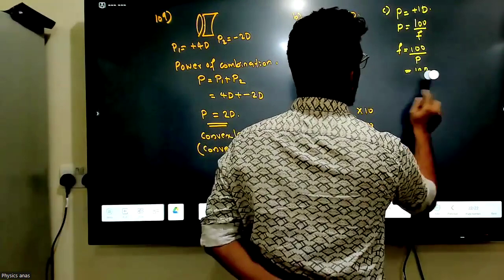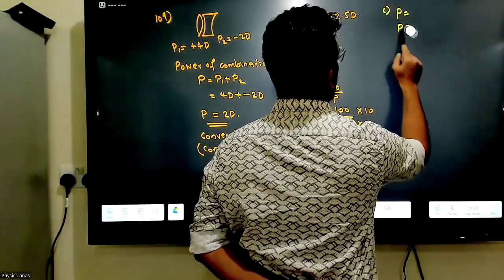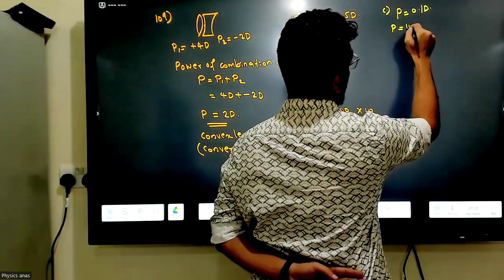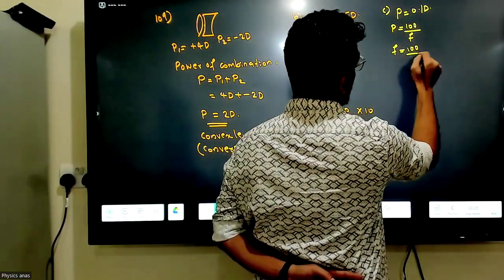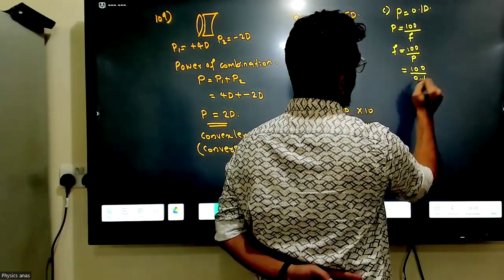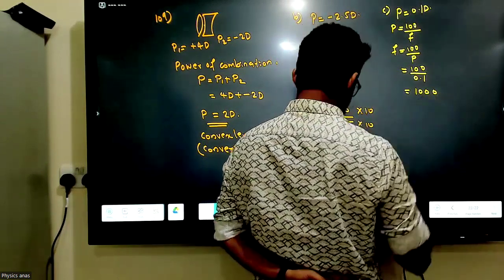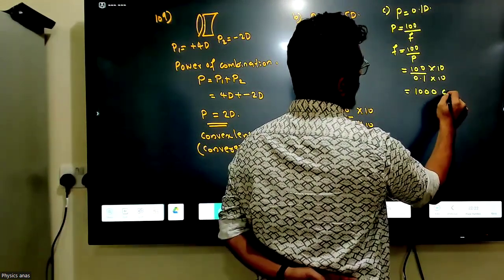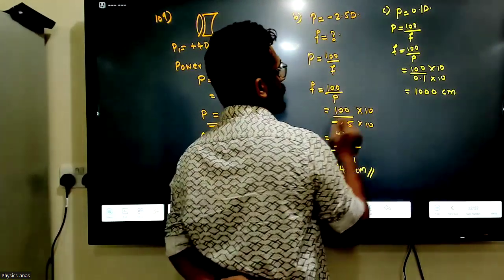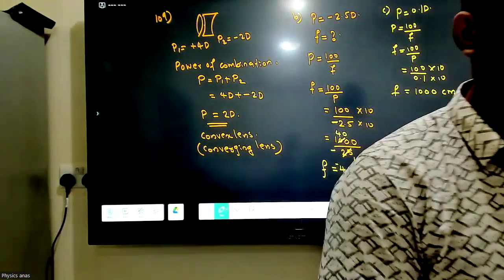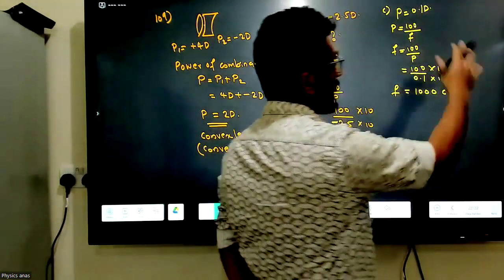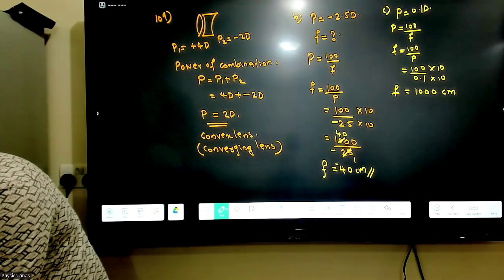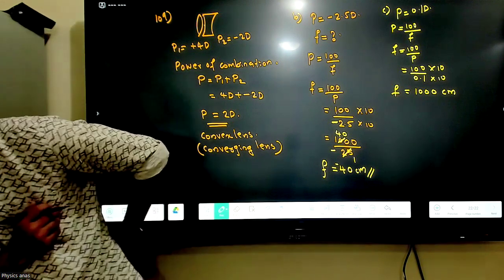Then our calculation will be different. If power is given as 0.1 diopter, then the equation is P is equal to 100 divided by F, so F is 100 divided by P. 100 divided by P is 0.1. You have to multiply that with 10 on top and 10 on bottom. Then that will be 1000 centimeter. With everything in centimeter, the focal length will be 1000 centimeter. You got it?